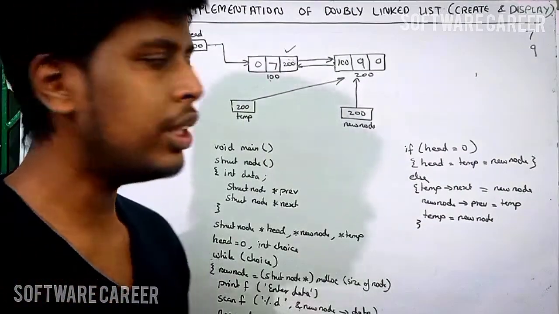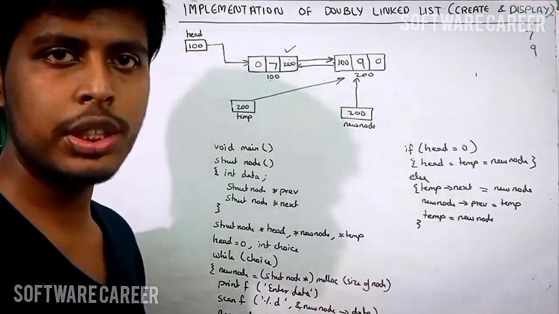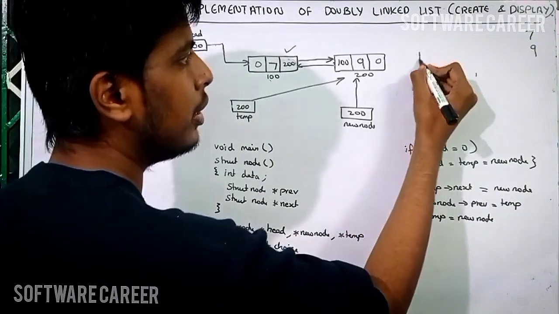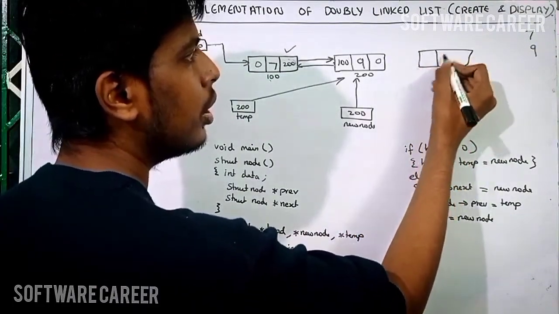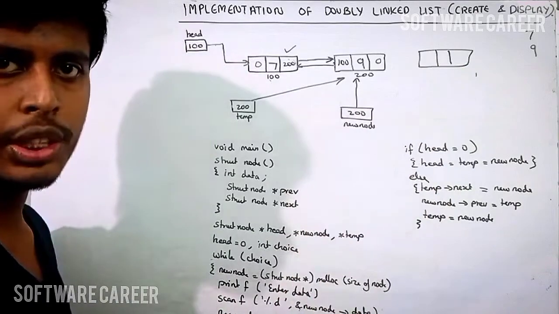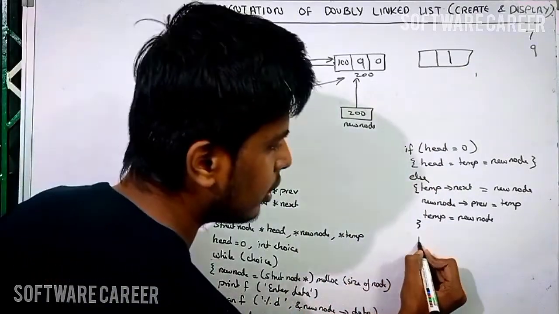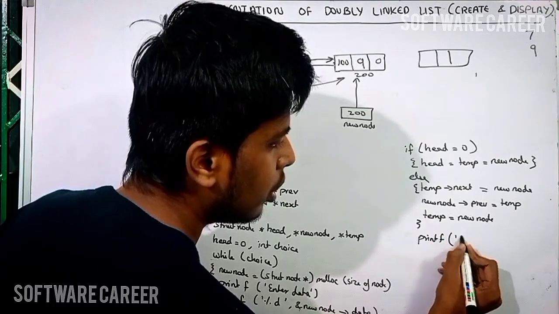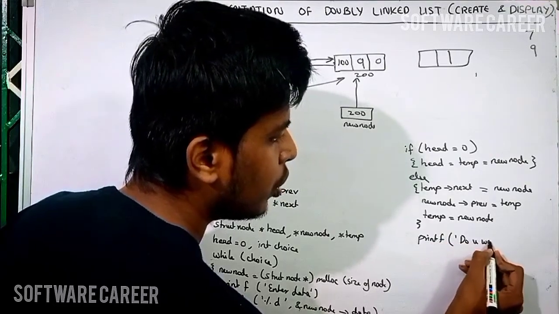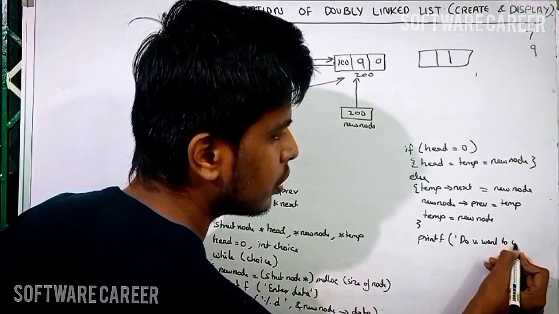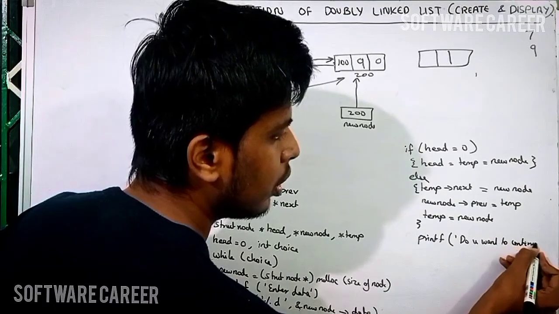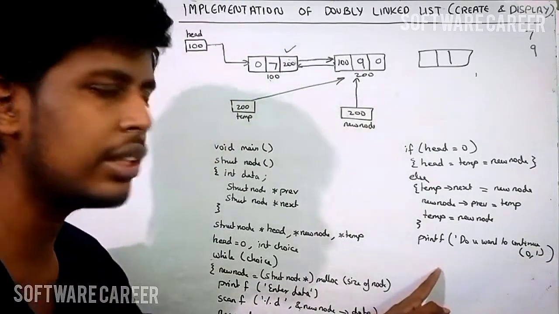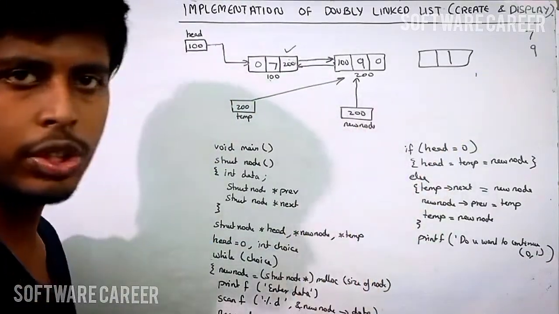Now the next step is you should ask the user whether you want to create a new node or not. Suppose I'm creating a new node. That means I want to ask the user whether he wants to create. So I am writing the statement: printf, do you want to continue? In brackets I am writing 0, 1. You are asking the user whether he wants to create a new node or not.